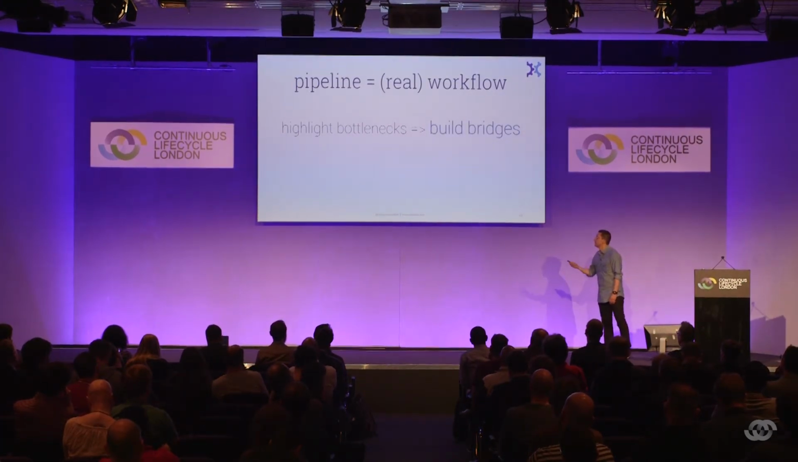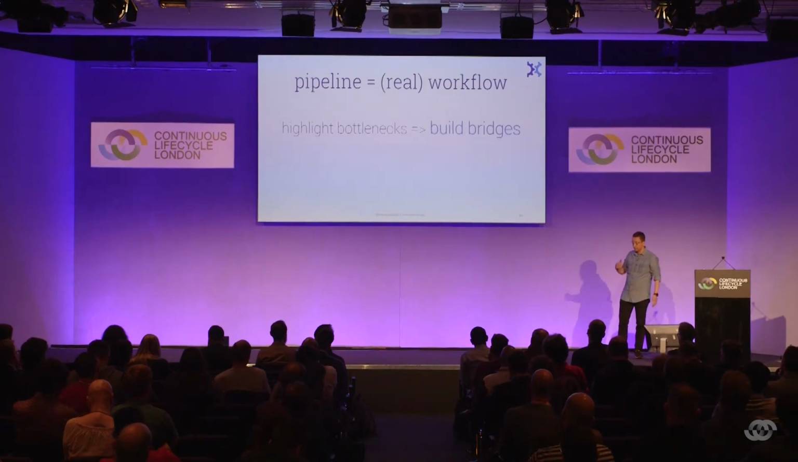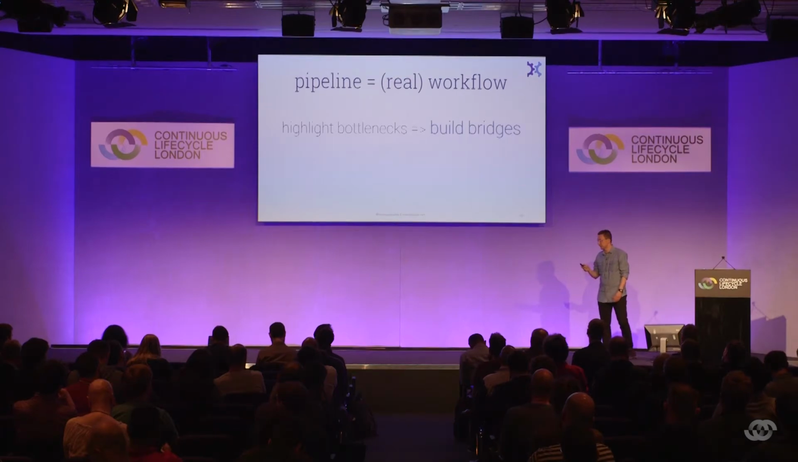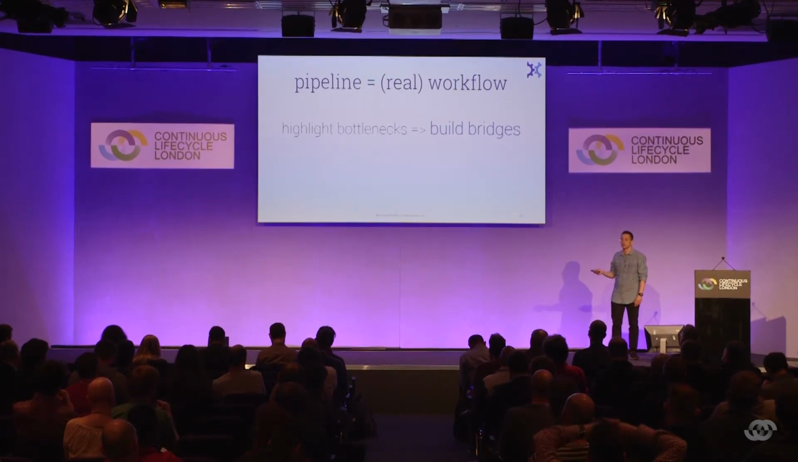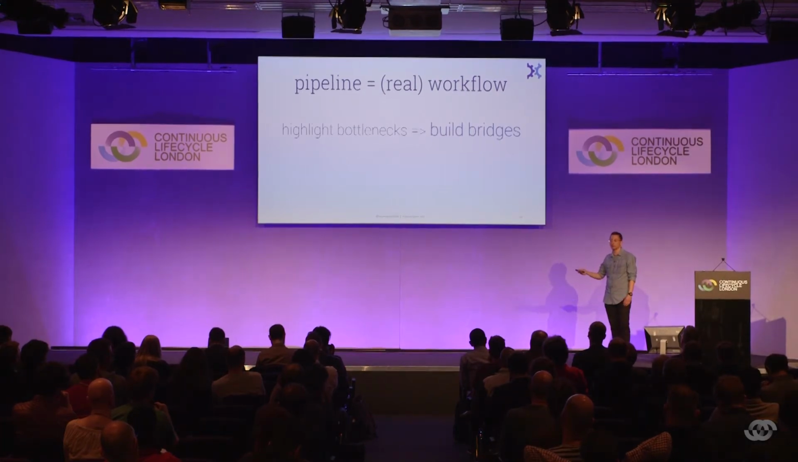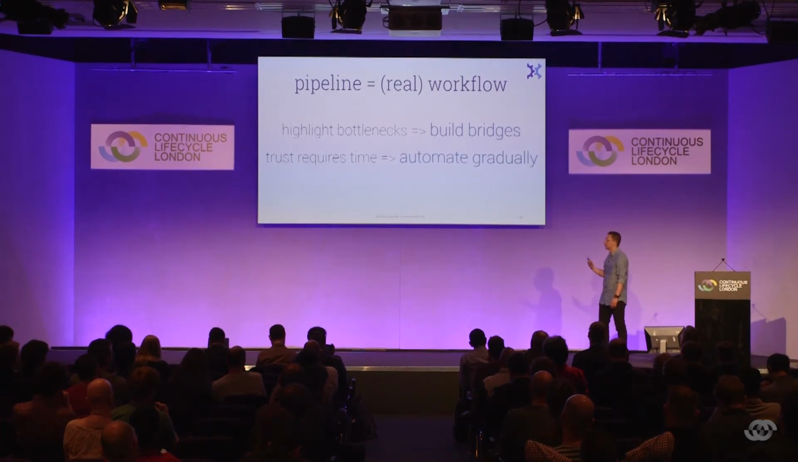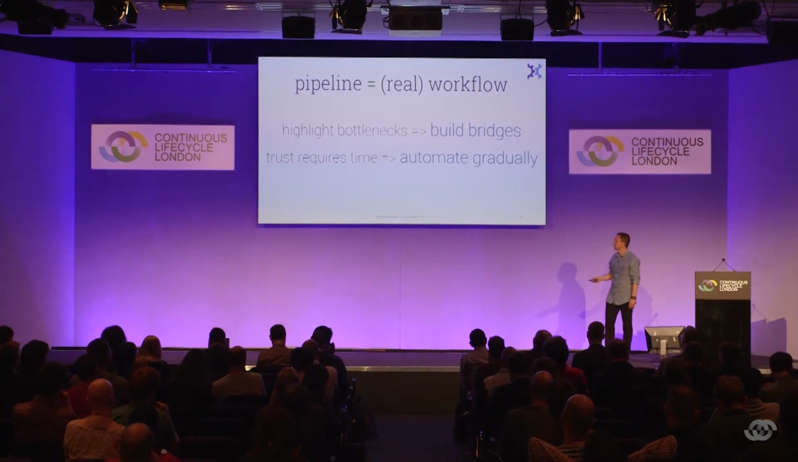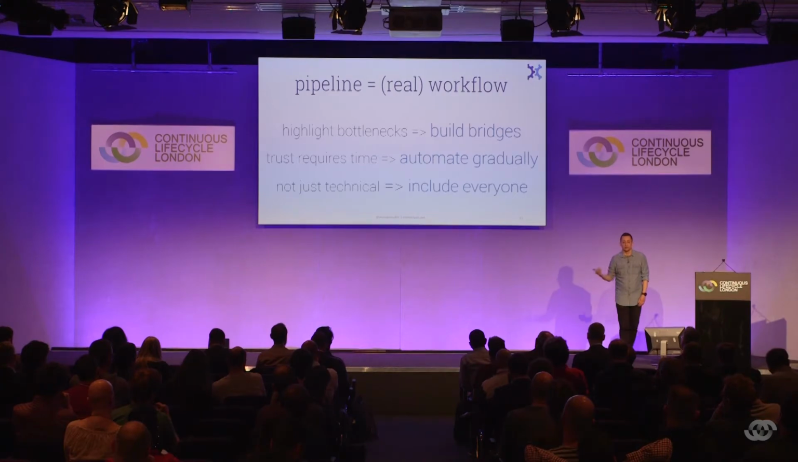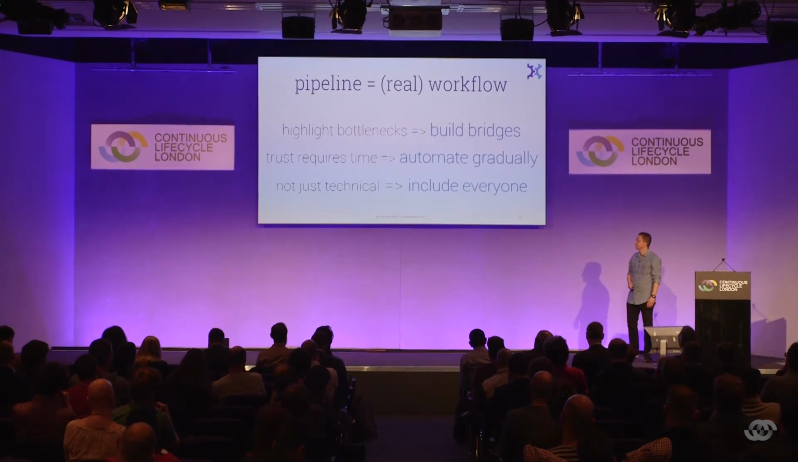So to sum up in this pattern, if we map the real workflow, the value stream in our pipeline, then we can start visualizing bottlenecks and work towards building the bridges between teams and removing the silos, and automate where we can gradually. And we can look out for non-technical users and what they need from the pipeline as well.